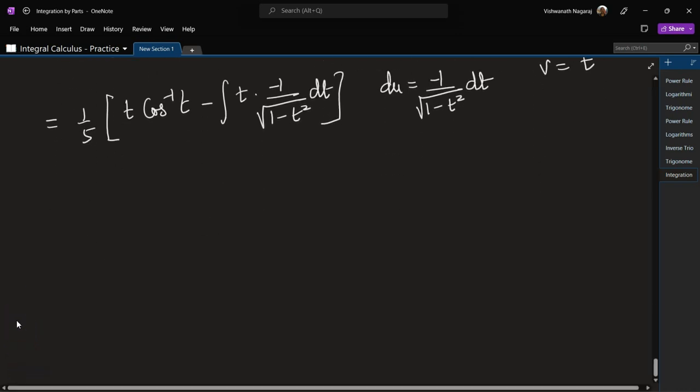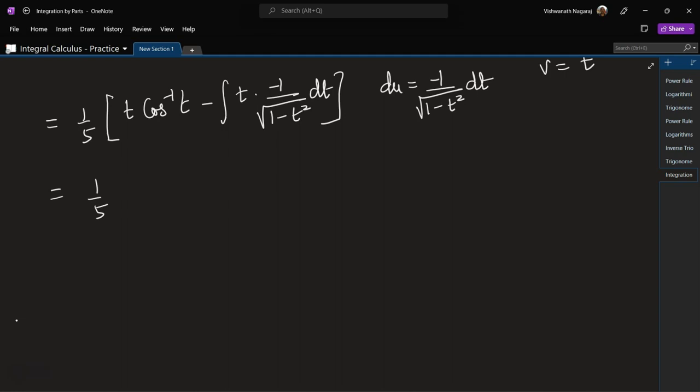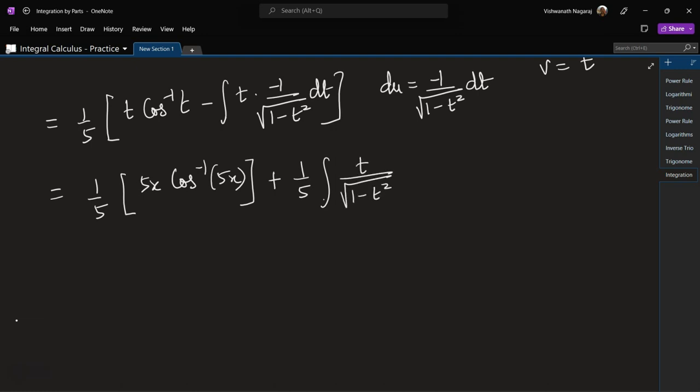Okay, now let's split them up. We get 1 by 5, t is 5x cos inverse of 5x. Let's finish off this here itself, and then let's take the second term. So here again we have 1 by 5 minus, if we bring it out, it becomes plus t by square root of 1 minus t square dt. Okay, 5 and 5 cancels, and we have x cos inverse of 5x plus 1 by 5. Now its integral we have to figure out.